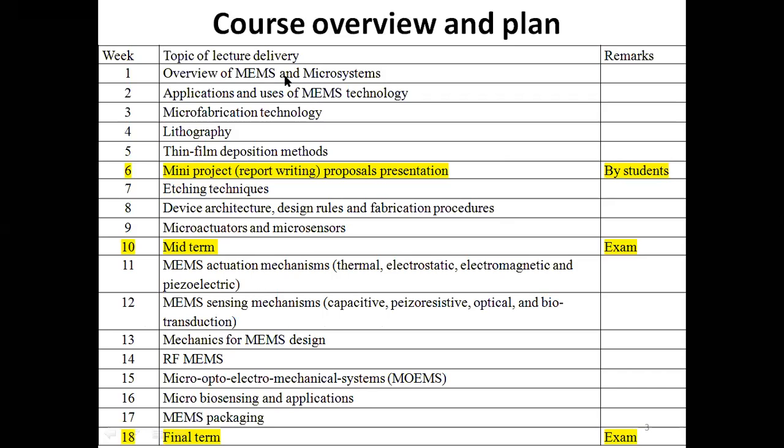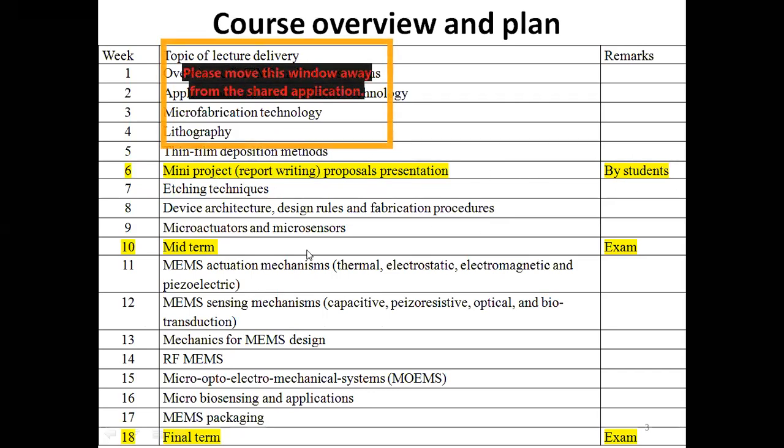The course outline. I have already put the course outline on the Google Classroom. You could go there and see what topics we would be covering in this course. The important thing for you is the mini project or report writing. The proposal would be due in the 6th week of teaching. In the 10th week we would have the midterm, and at the 18th week of the course we would have the exam.